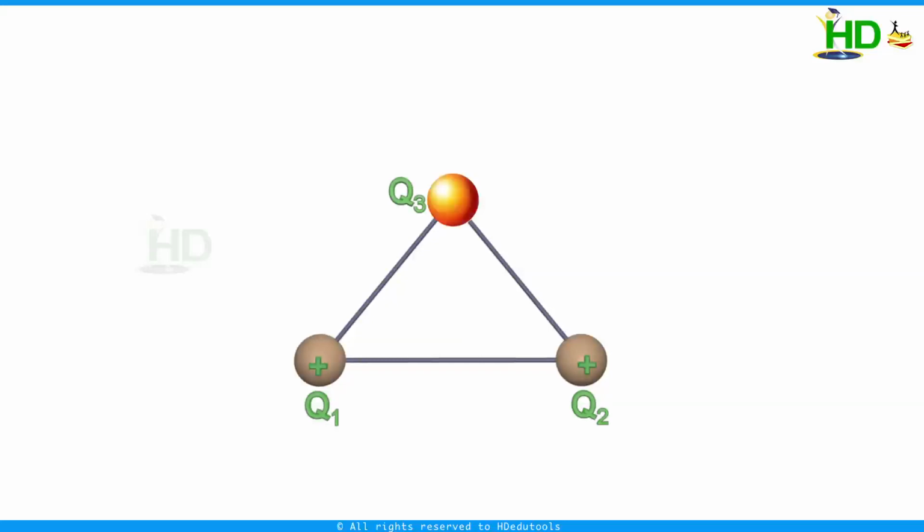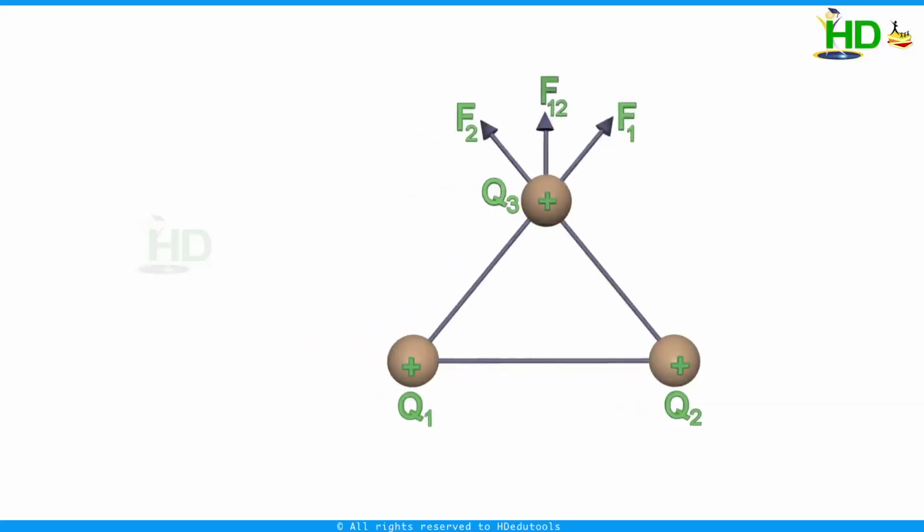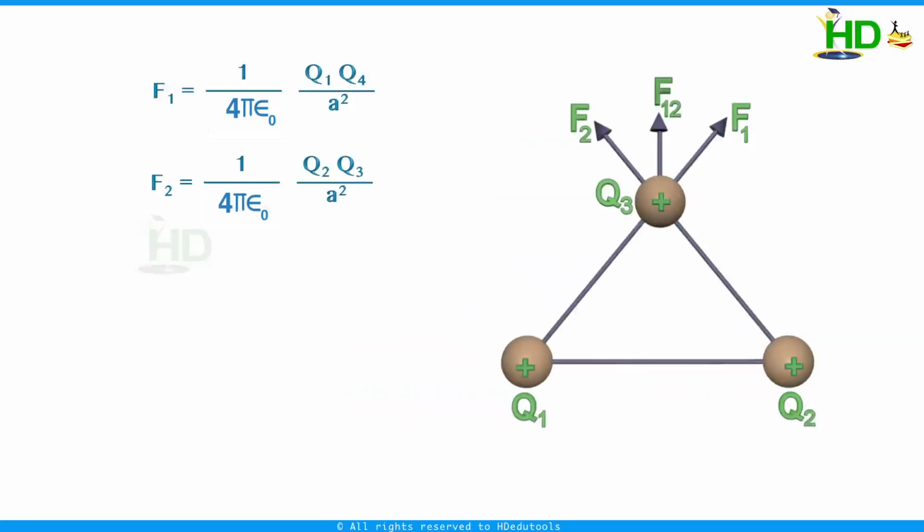On this third charge, the force due to the first charge is acting along this direction. The force due to the second charge is acting along this direction. Now the net force is the resultant of these two forces. This is the net force. If F1 is this force and F2 is this force, and this angle theta is the angle between forces F1 and F2, the resultant force is given by the parallelogram law of vector addition, that is F equals root of F1 square plus F2 square plus 2 F1 F2 cos theta.